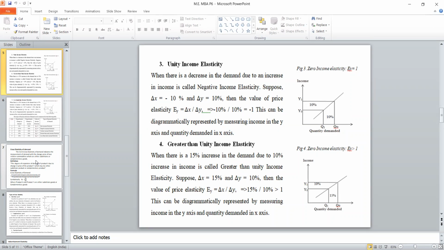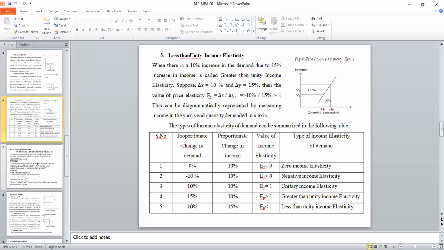You can see the diagram. In this greater than unity, the quantity demanded changes by 15% and the change in income is only 10%. When demand changes more, it is called greater than unity. On the other hand, when the percentage change in income is more but the percentage change in demand is less, we have to call it less than unity income elasticity.